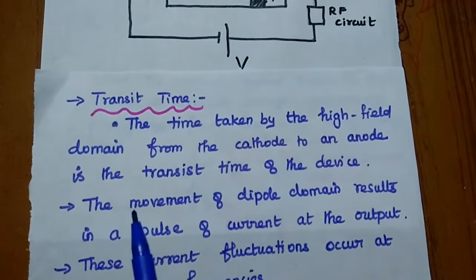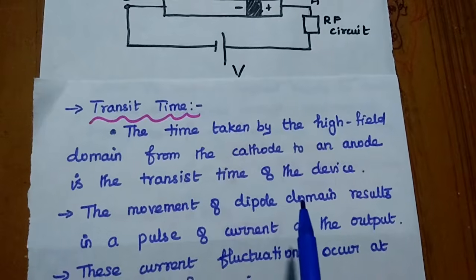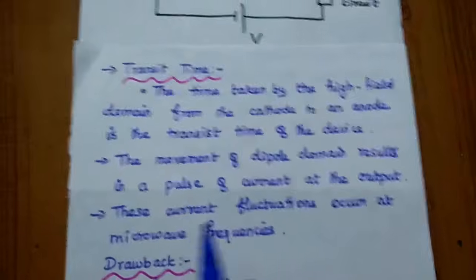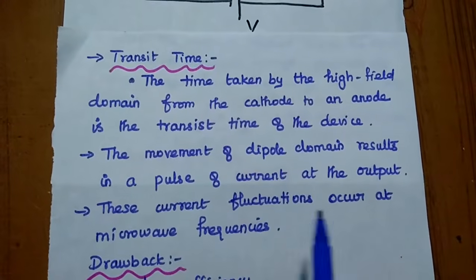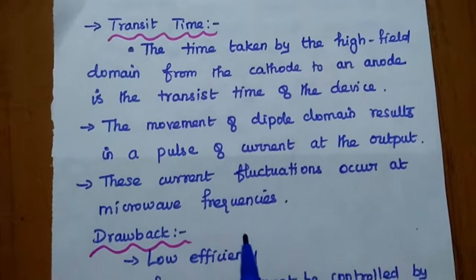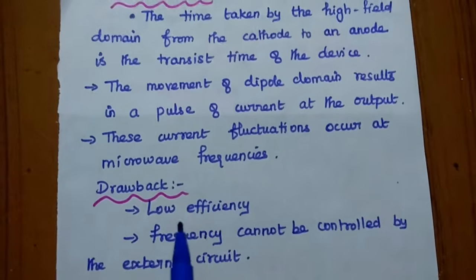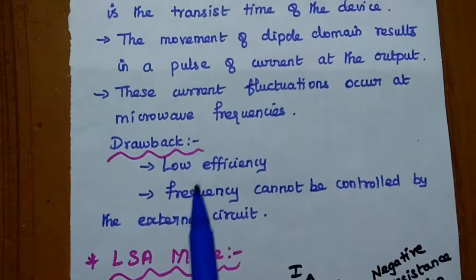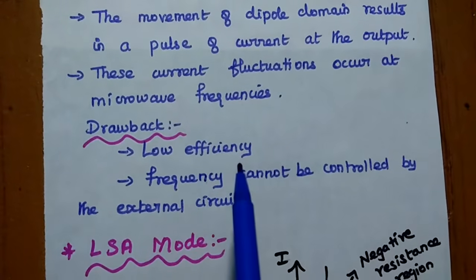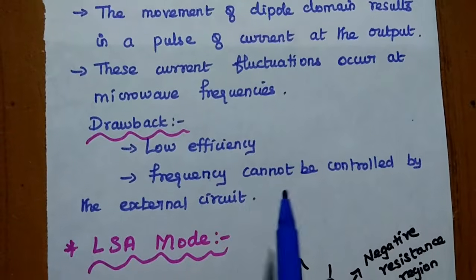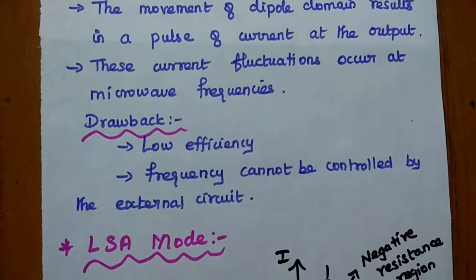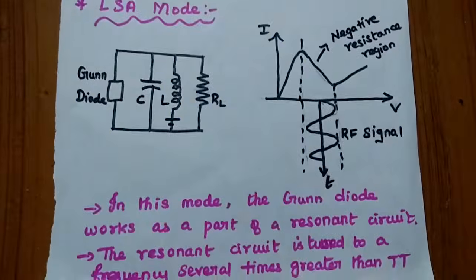device. The movement of the dipole moment results in a pulse of current at the output side. So, these current fluctuations occur at microwave frequencies, and a microwave signal can be obtained. The major drawback of this transit time mode is that it is very low in efficiency. Frequency cannot be controlled by the external circuit. So, these are the drawbacks of this transit time mode.